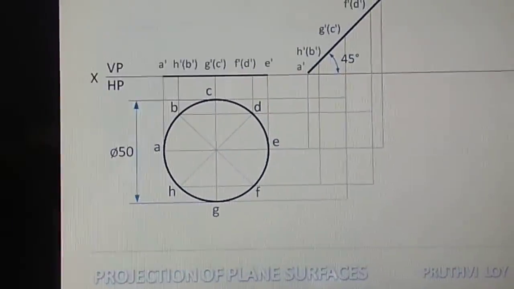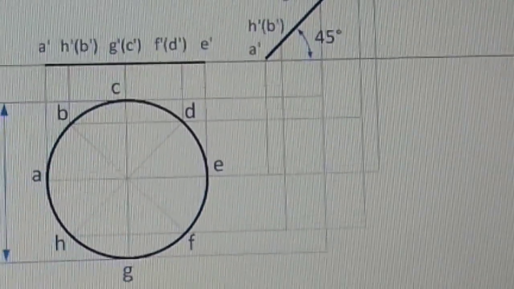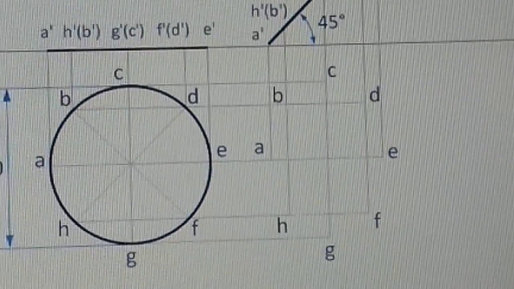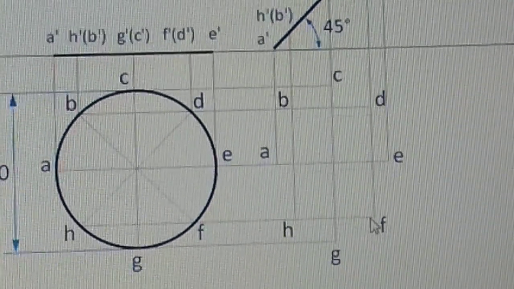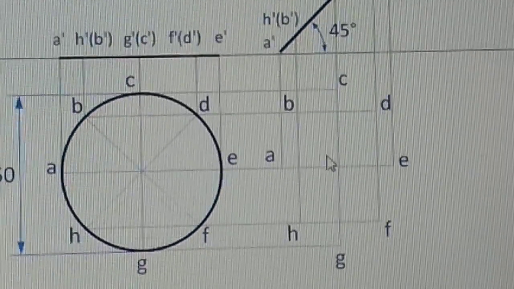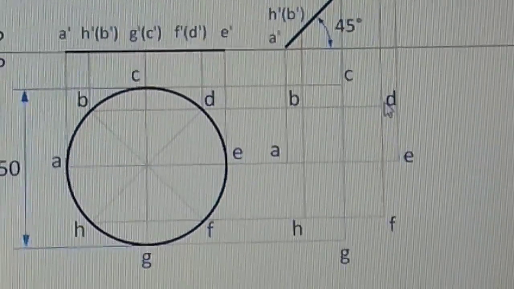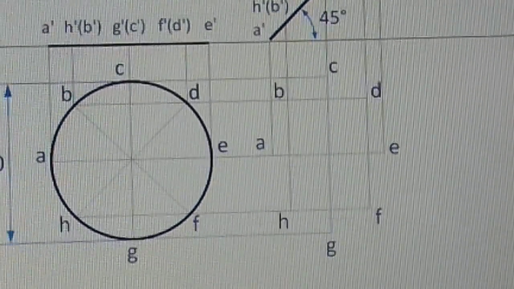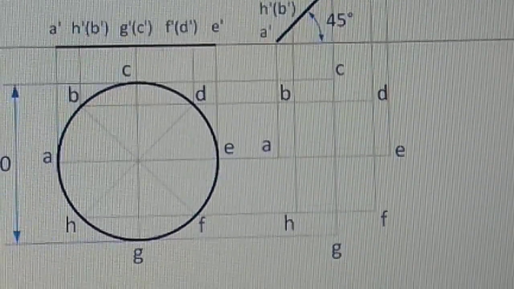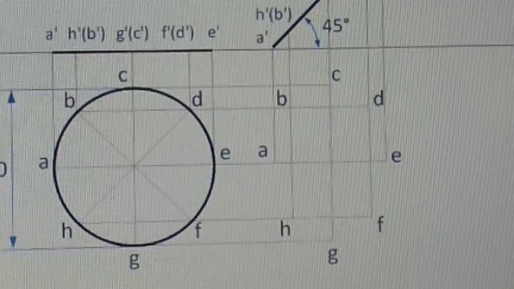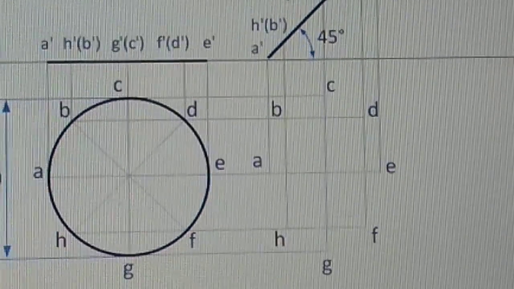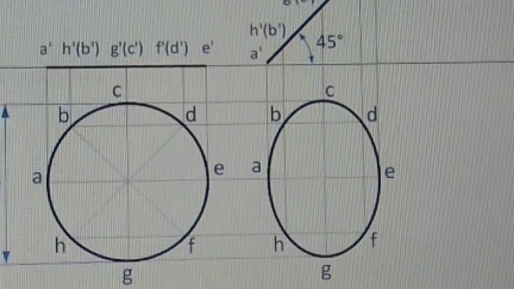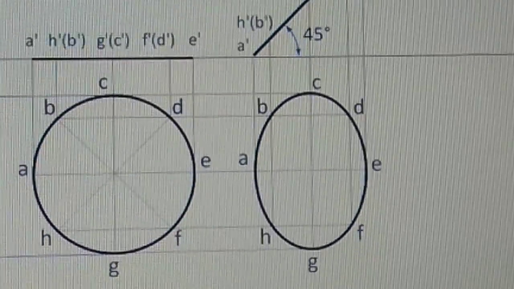These vertical and horizontal lines intersect each other. We name those intersection points as A, B, C, D, E, F, G, H. Likewise, we name the intersecting points. Then you draw a smooth curve passing through each point, that is point A, B, C, D, E, F, G, H, with a freehand sketch or by means of French curves. You draw a smooth curve like this, and you get the ellipse in the top view.